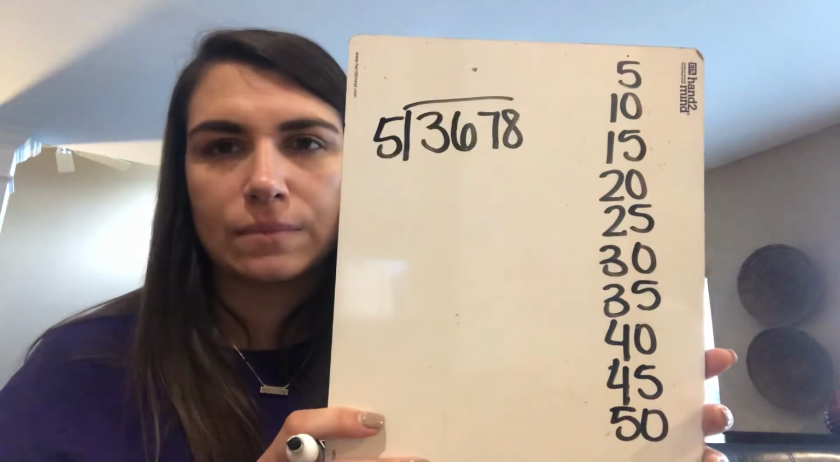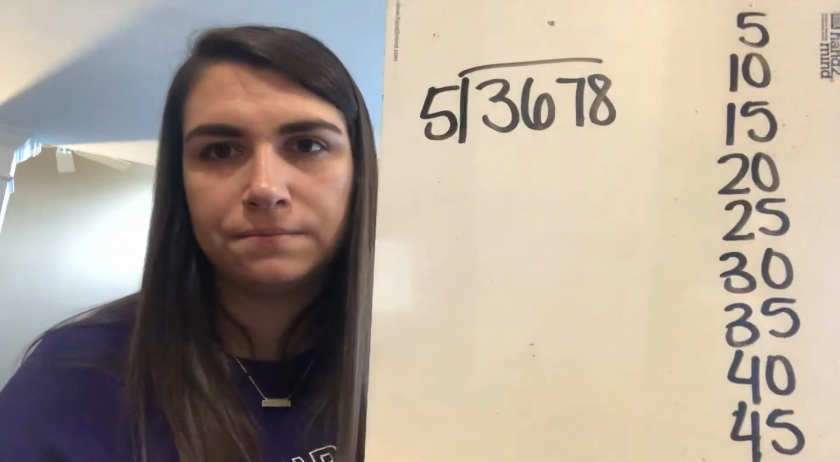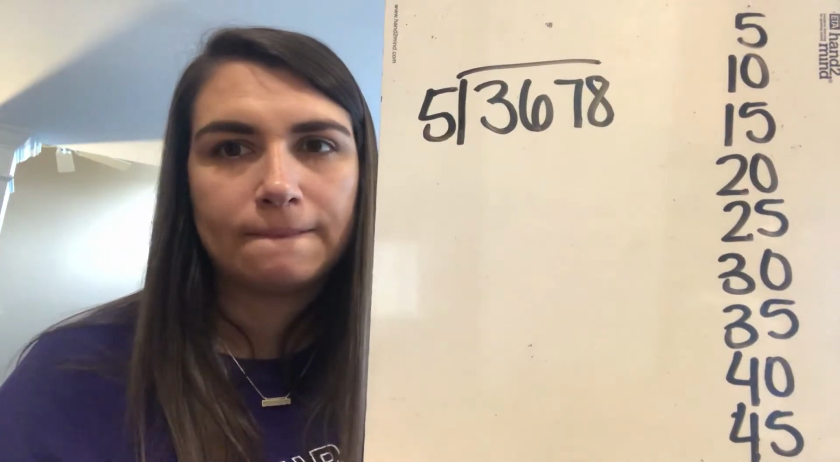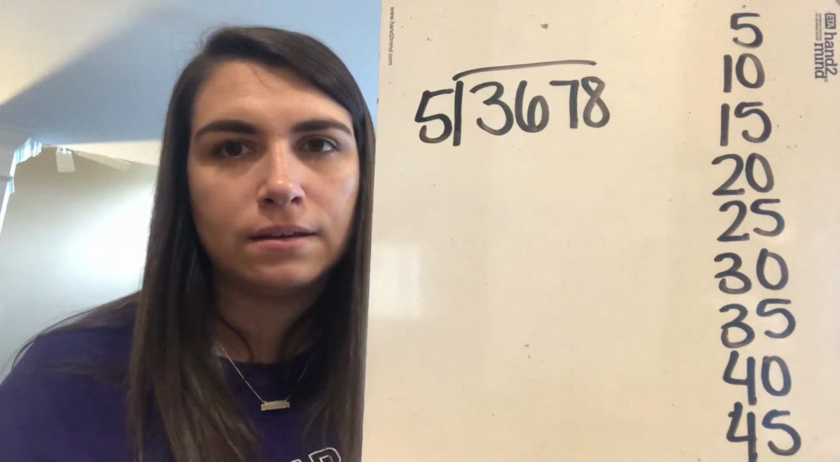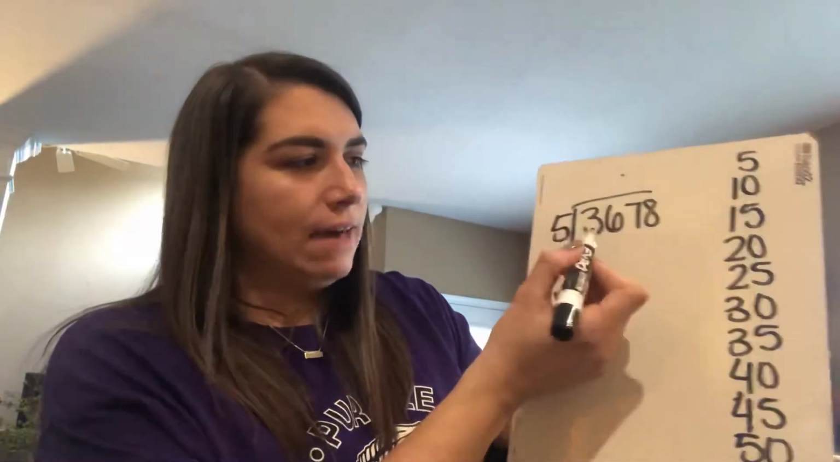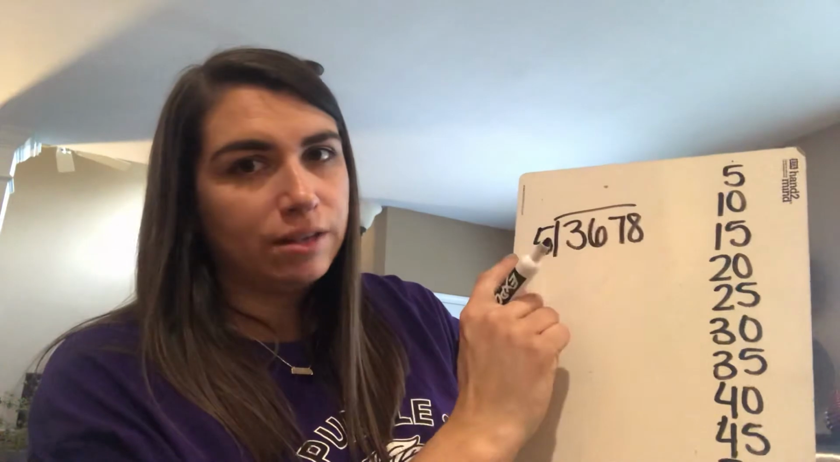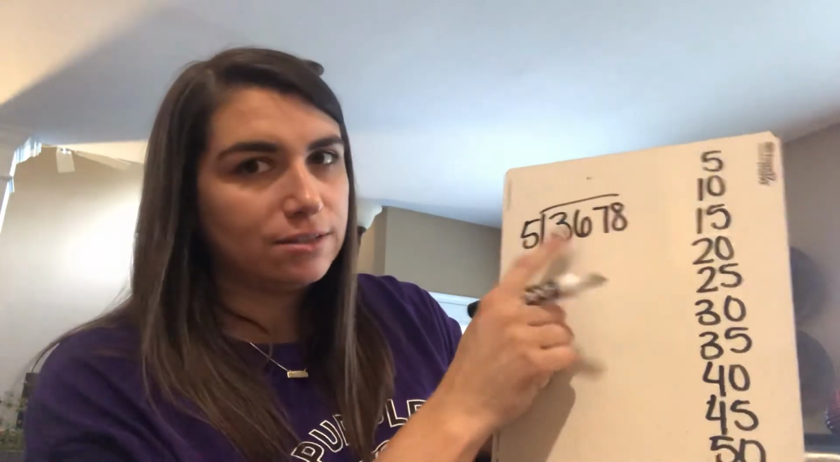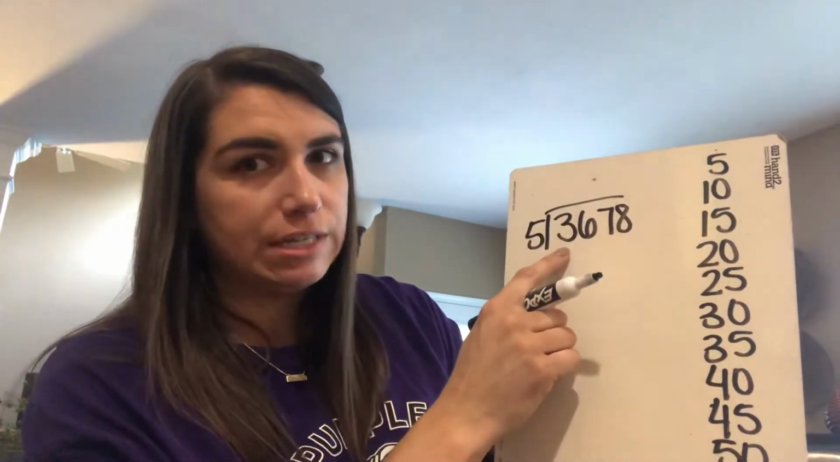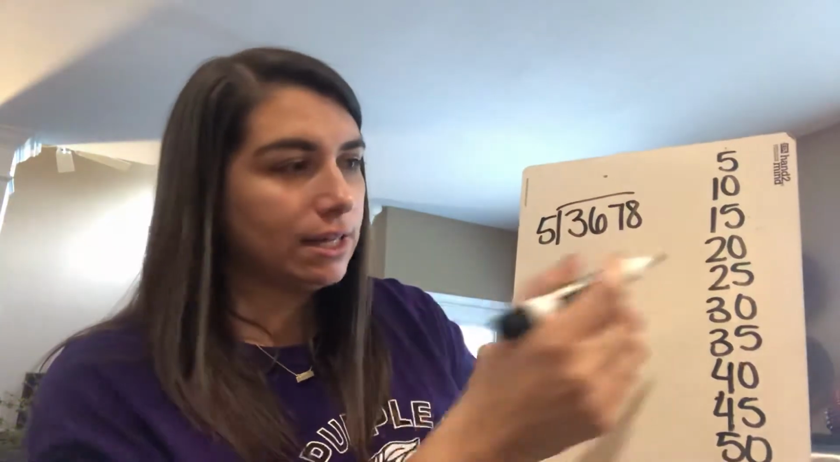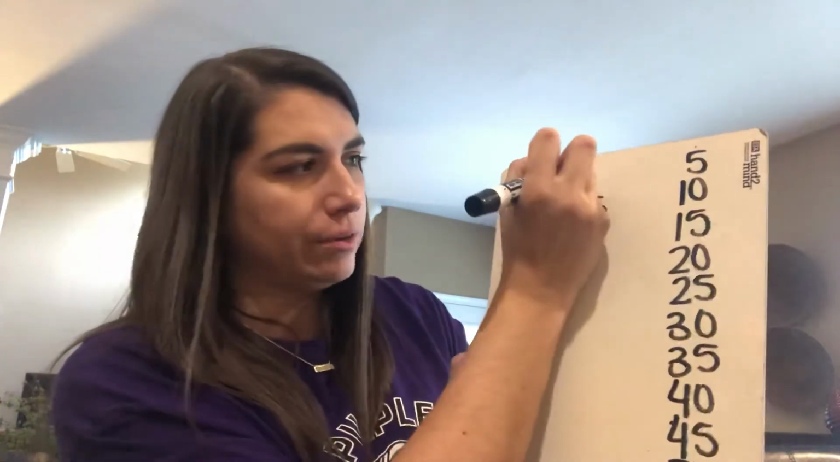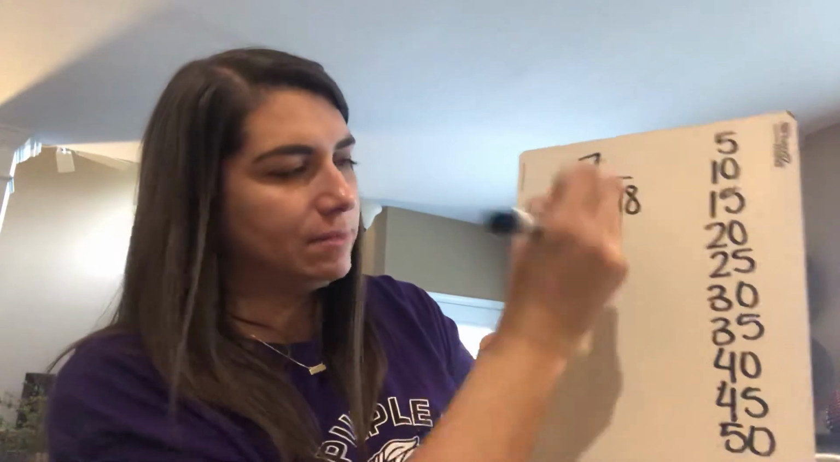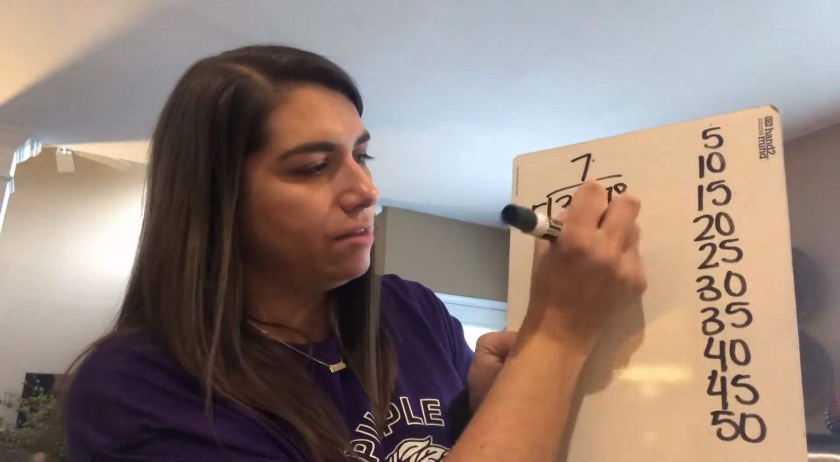3,678 divided by 5. Let's go ahead and pause and solve. All right, so what times 5? Again, since that 3 is smaller than the 5, I'm just going to move over and do 36. So what times 5 gets you closest to 36 without going over? And that's going to be 35, which is going to be 7. So 5 times 7 is 35.